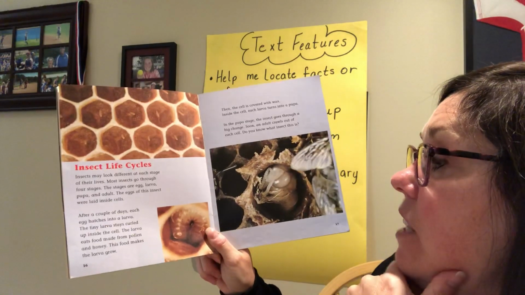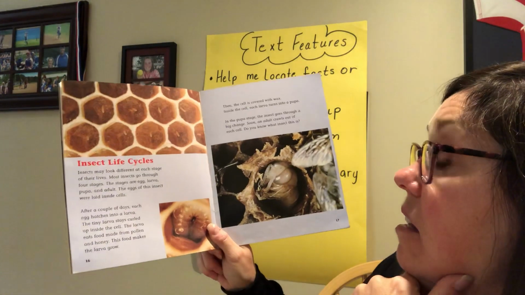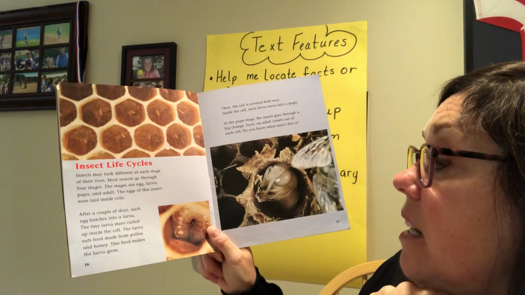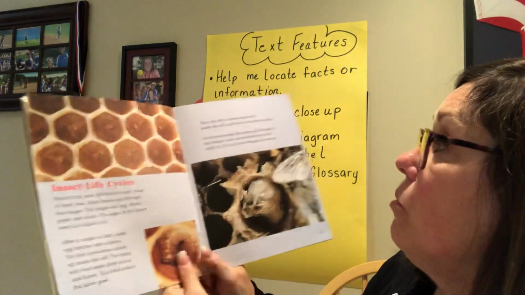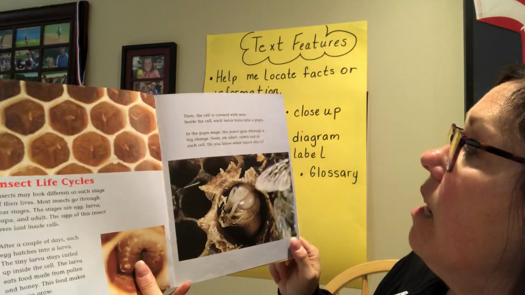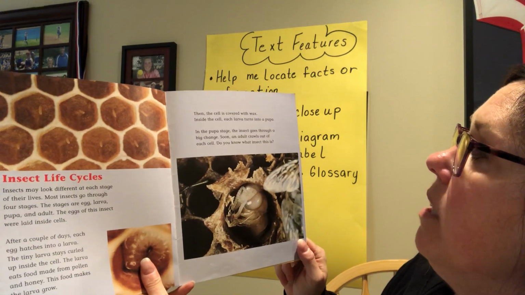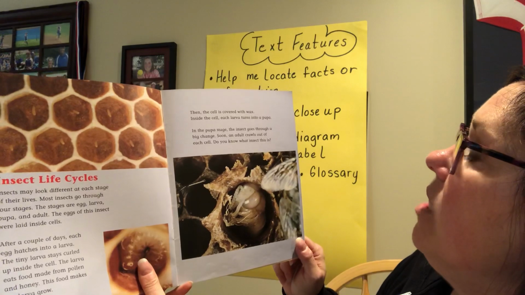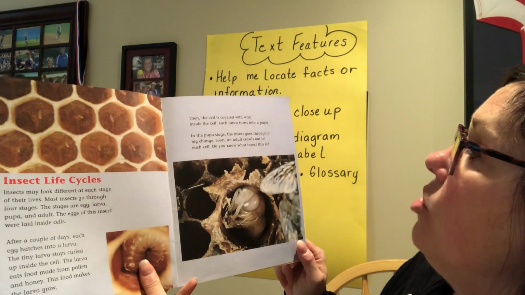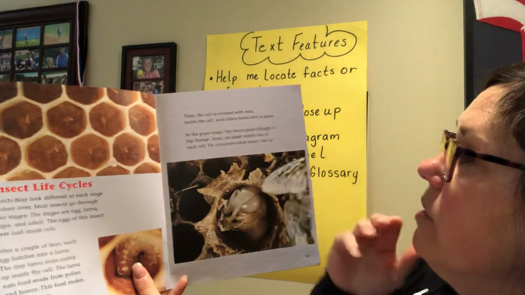The tiny larva stays curled up in the cell. The larva eats food from pollen and honey, and this food makes the larva grow. Then the cell is covered with wax. Inside the cell, each larva turns into a pupa. In the pupa stage, the insect goes through a big change. Soon an adult grows out of the cell.